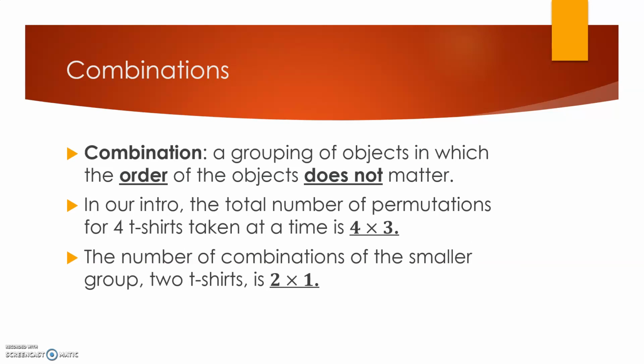So a combination is a grouping in which the order of the objects does not matter. So again, saying, are you taking your blue and yellow shirt or your yellow and blue shirt? It doesn't matter what order you say them in. Whereas with permutations, the order does matter. So in our intro, the total number of permutations for 4 t-shirts taken 2 at a time is 4 times 3. Sorry, I just had to make a change because I realized it said combinations here instead of permutations. But the number of permutations of the smaller group, the 2 shirts that you're taking on the retreat with you, is 2 times 1.